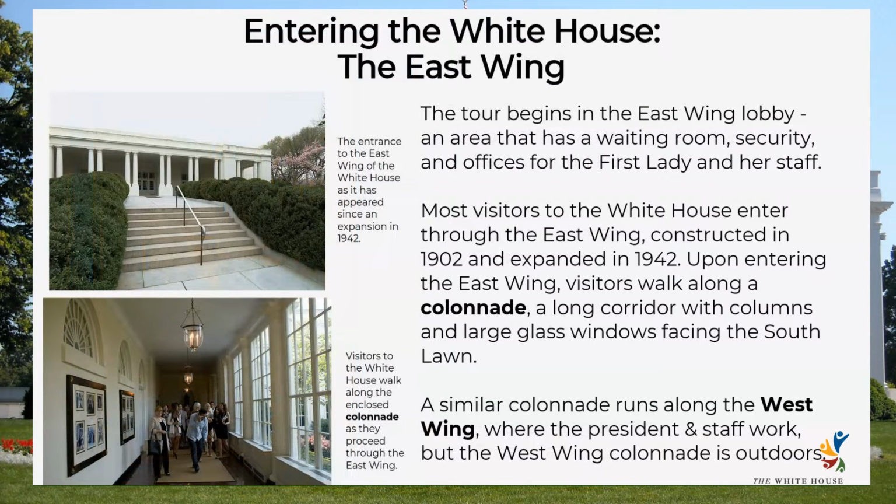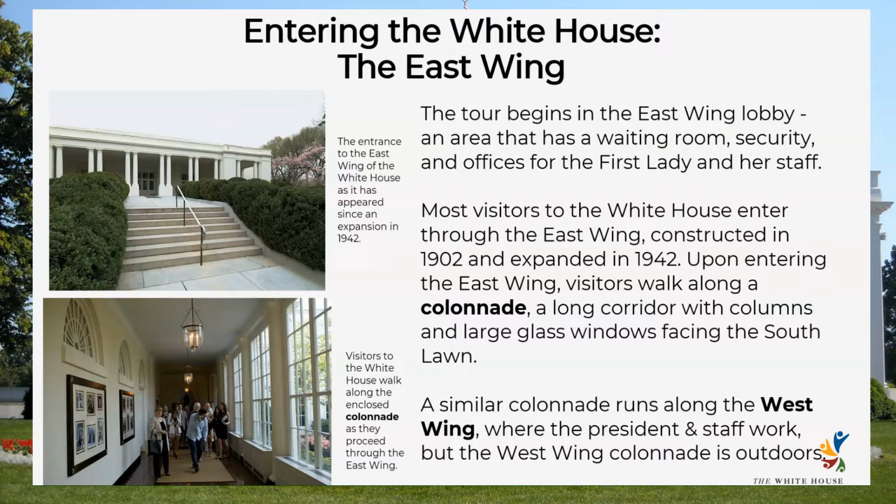So entering the White House on the East Wing, the entrance on the East Wing of the White House as it appeared since its expansion in 1942. The tour begins in the East Wing lobby, an area that has a waiting room, security, and offices for the First Lady and her staff. Most visitors to the White House enter through the East Wing, constructed in 1902 and expanded in 1942.